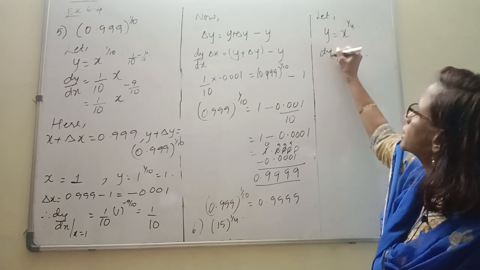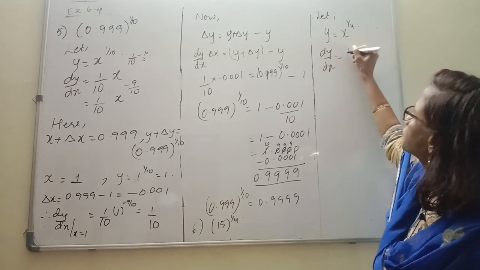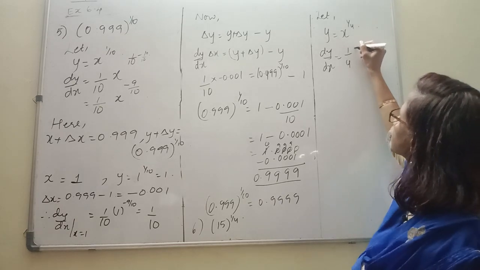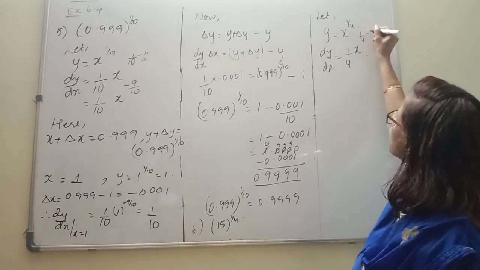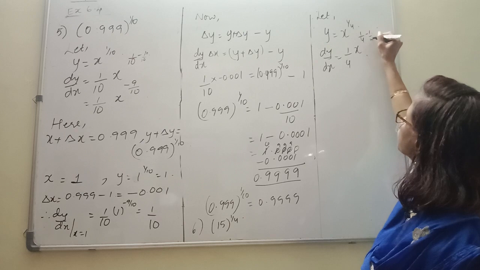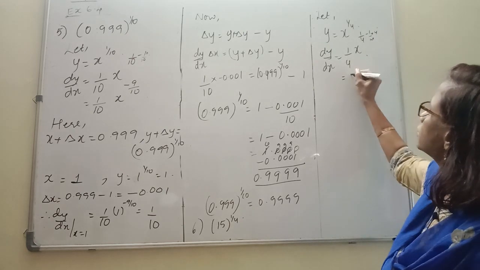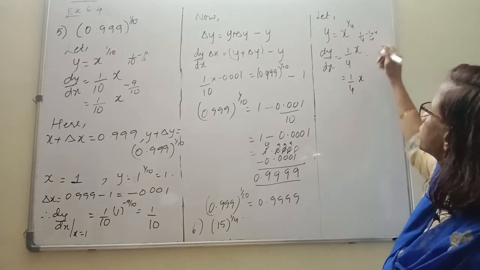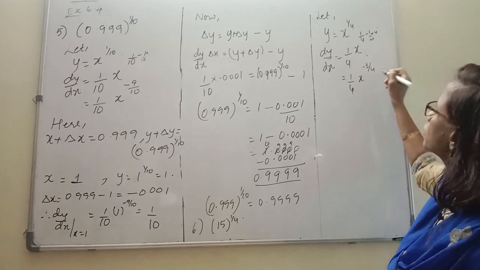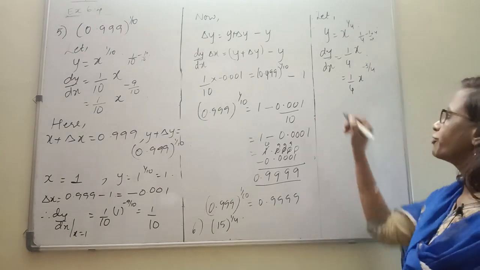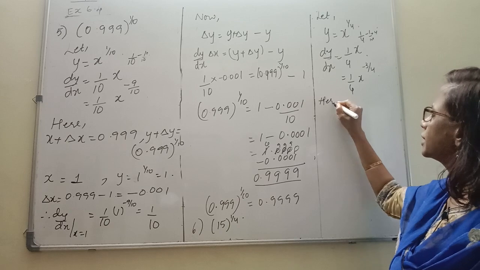So what is dy by dx? dy by dx is 1 by 4 x raised to 1 by 4 minus 1, so it's like 1 by 4 x raised to 1 by 4 minus 1, that is x raised to minus 3 by 4. That's dy by dx. Now it's very easy for us to define the other things.